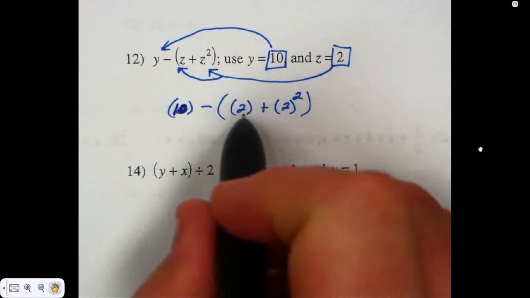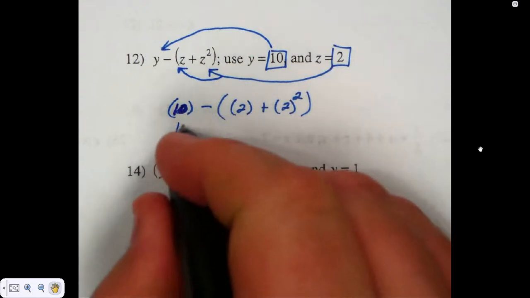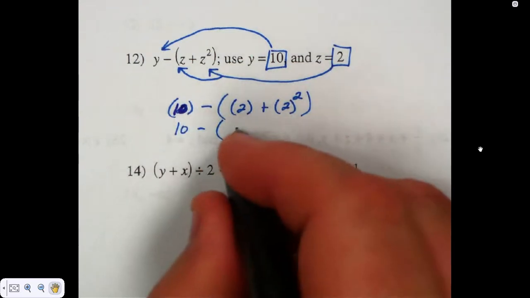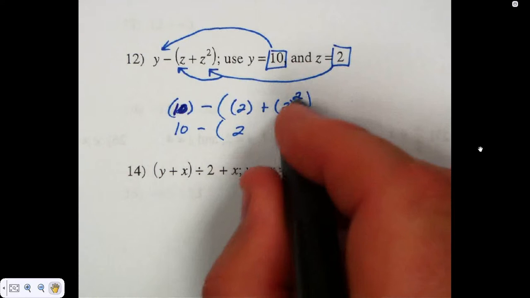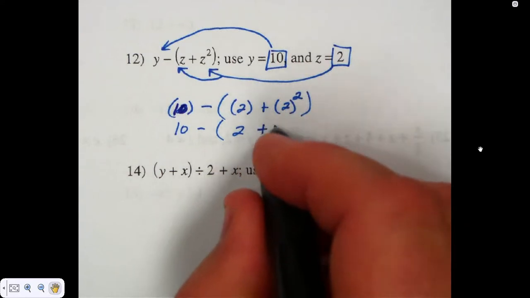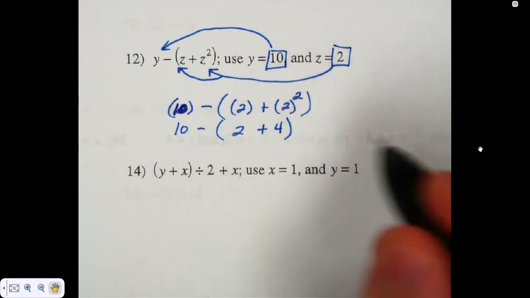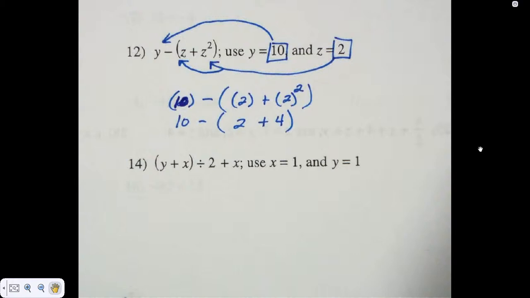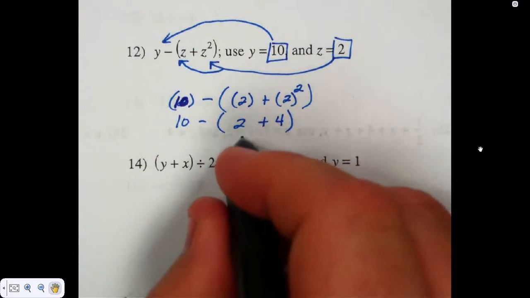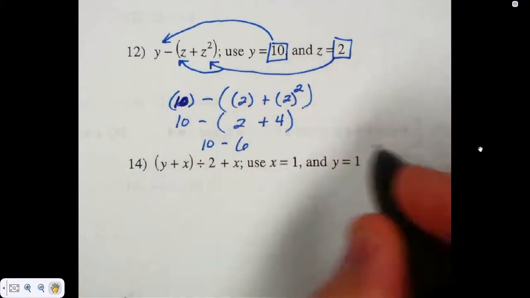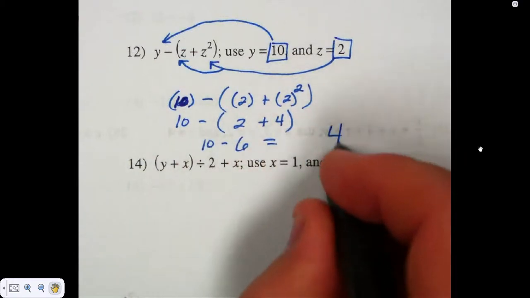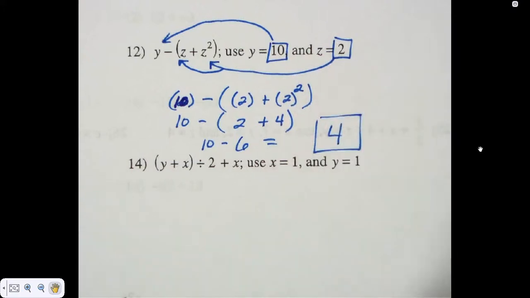Work inside out. I don't necessarily need those parentheses there. I don't need it there. I do kind of need it there until I evaluate that. What does that become? 4. What do I evaluate first here? In parentheses. 2 plus 4, I get 6. So I have 10 minus 6. The answer is? 4. Box in your answer.